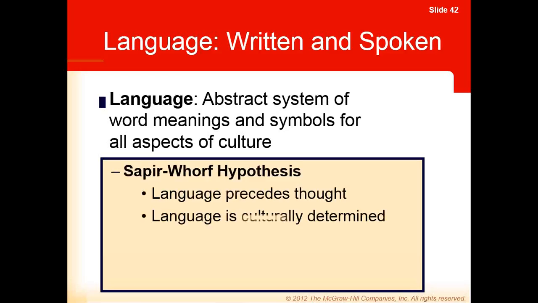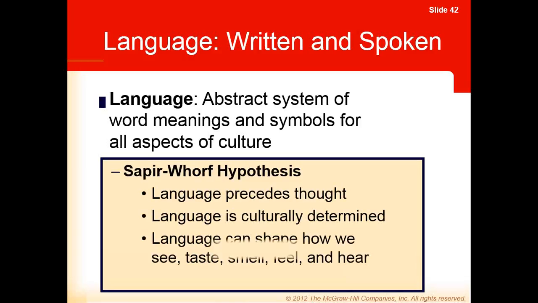We had left off with slide 42 here, language written and spoken. We were talking about the idea of the Sapir-Whorf hypothesis, and we had kind of covered that, talking about how when we think about a word, our ideas about the meaning of that word are shaped by the culture within which we exist.